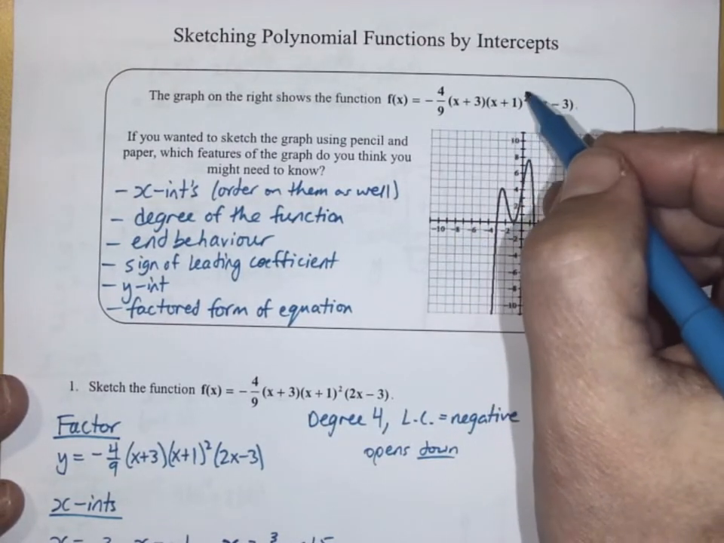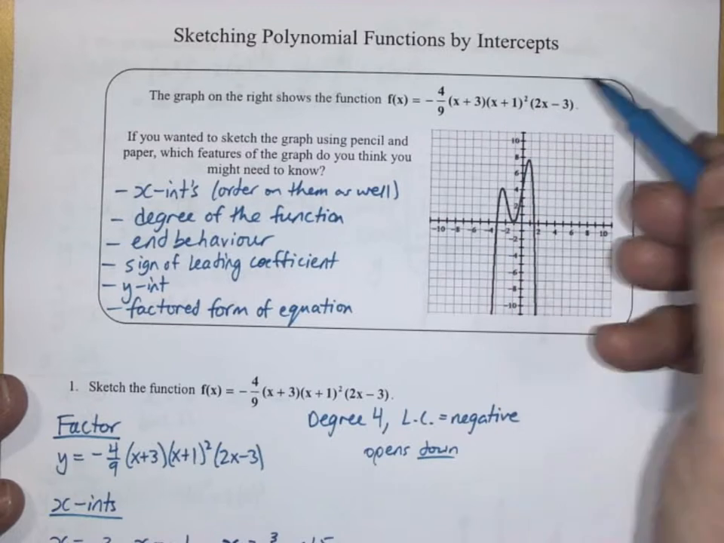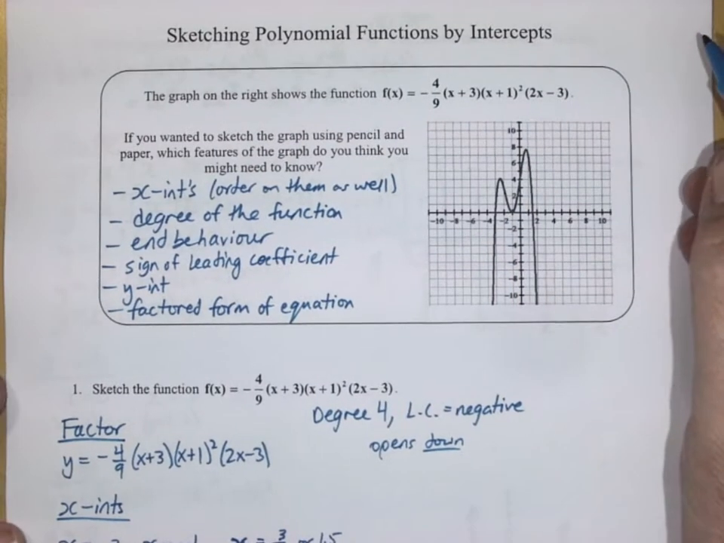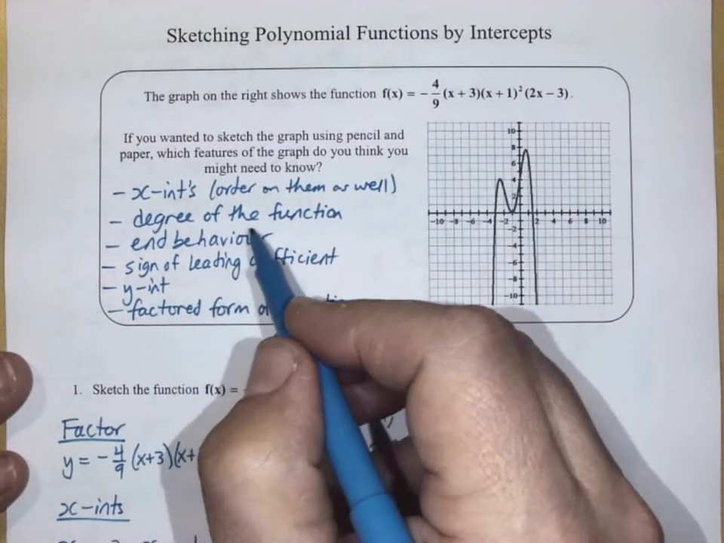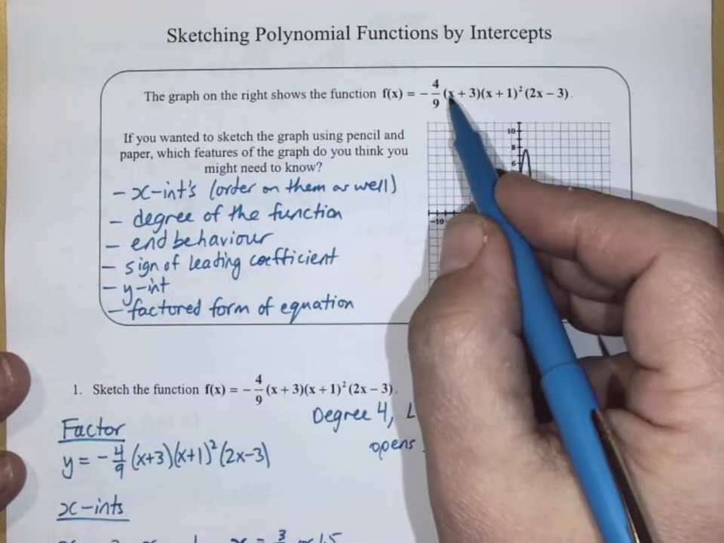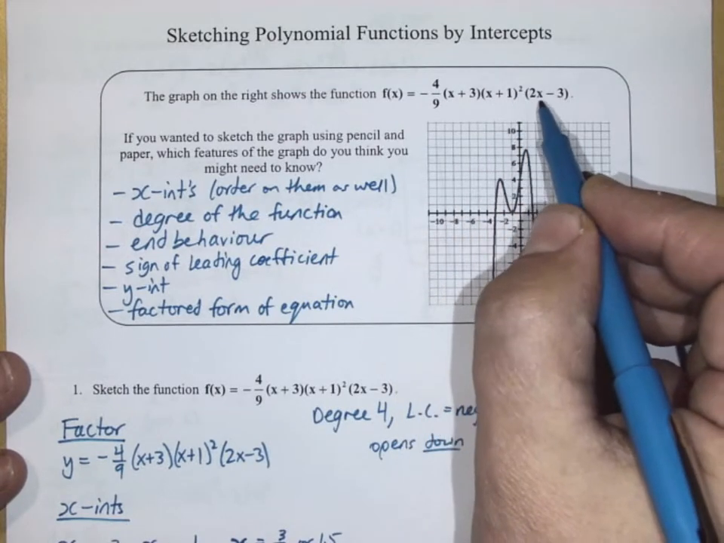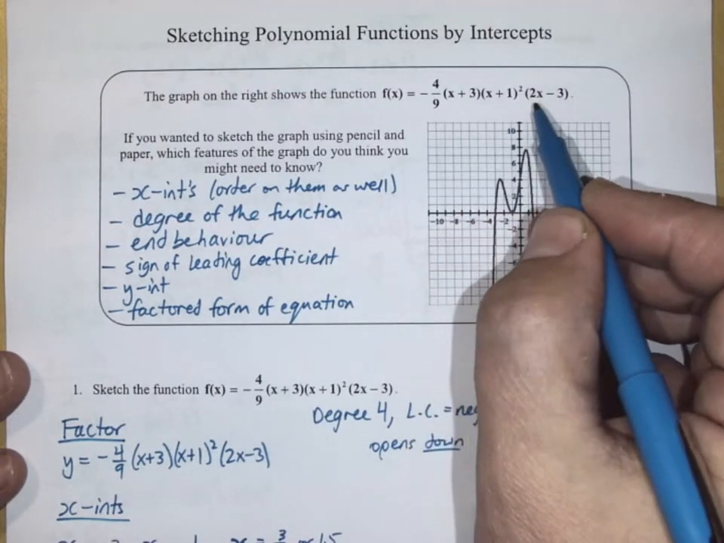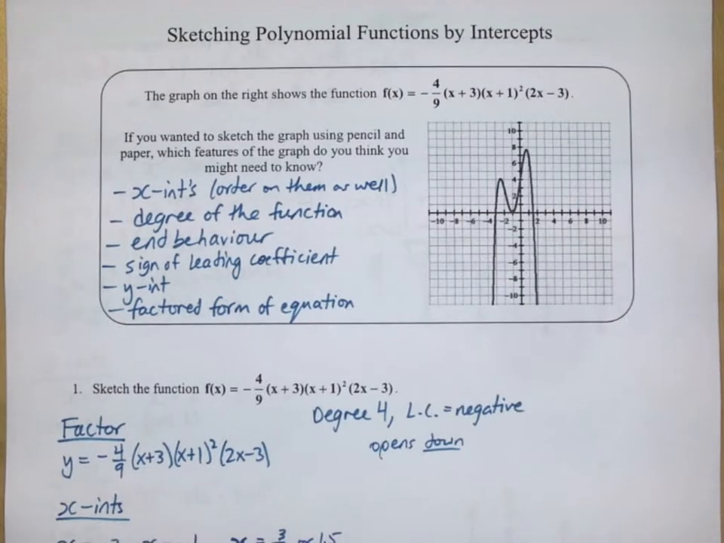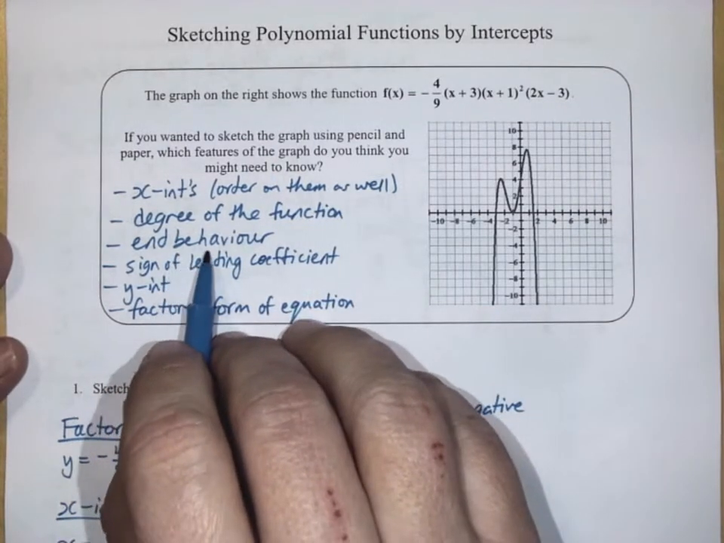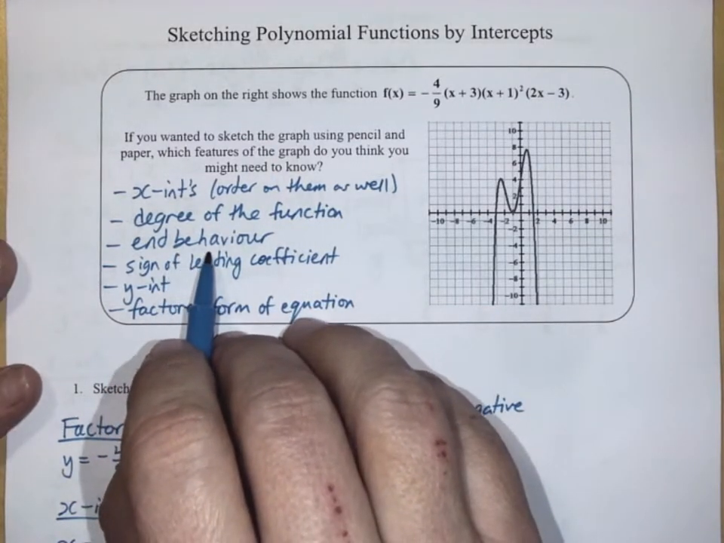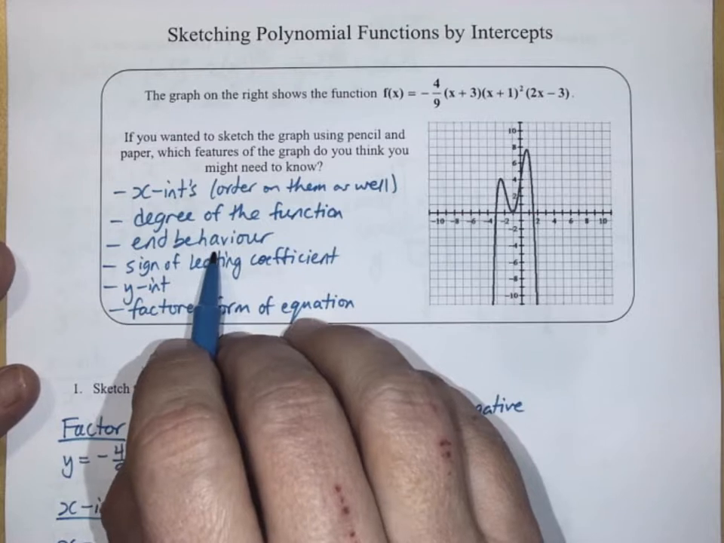Here, x plus 1 is squared. That's order 2 on the x plus 1. So we want to know that for sure. We'd like to know the degree of the function. Here the degree is x times x squared times x. That's x to the 4, so degree 4. There's certain things that degree 4 functions do, and we got into that last week. We want to know the end behavior of a 4th degree or even function.